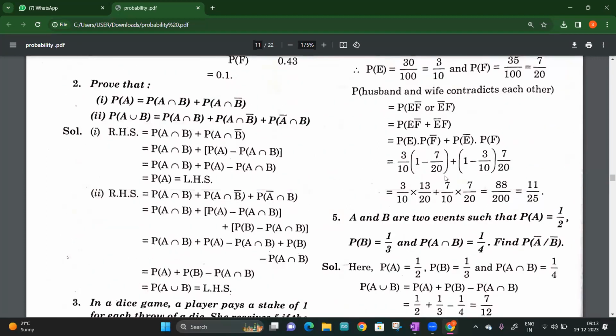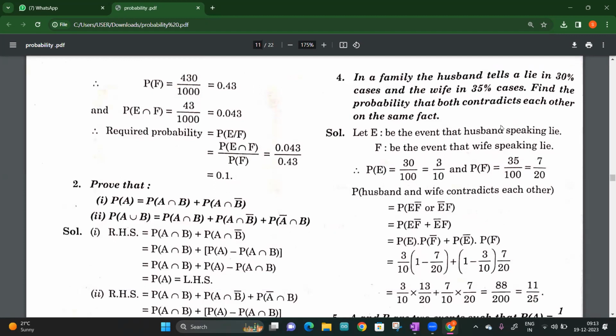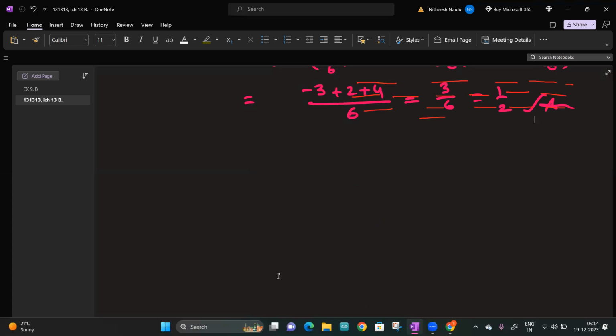Next, fourth question. In a family, the husband tells lies in 30% of cases. A family means husband and wife, excluding children. And the wife tells lies in 35% of cases. Find the probability that both contradict each other. Both contradict each other means one is telling true and the other one is telling false.